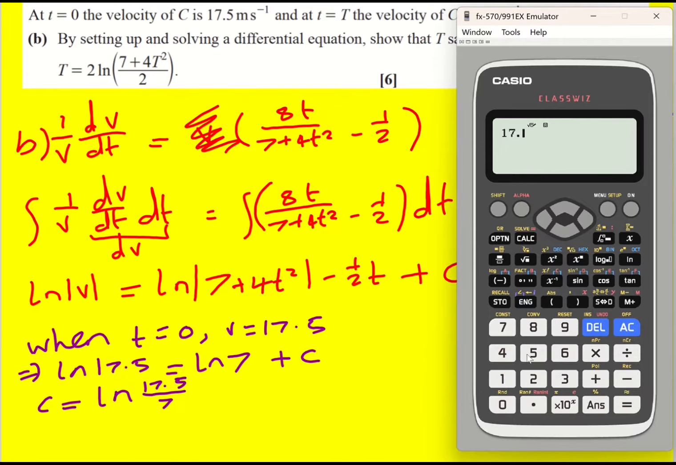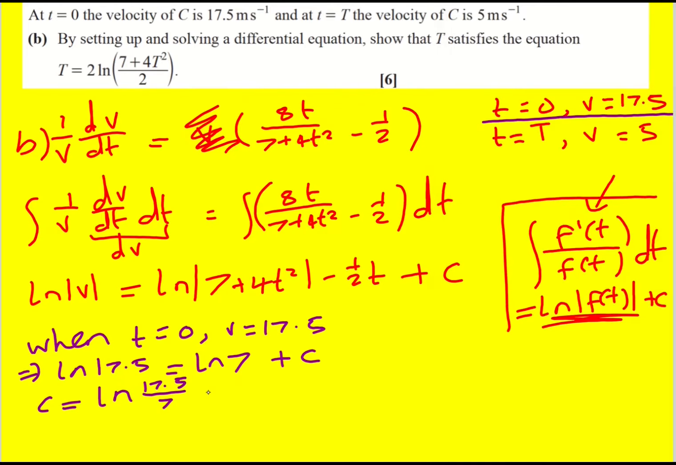I had it in the wrong mode. 17.5 over 7. Okay, 5 over 2.